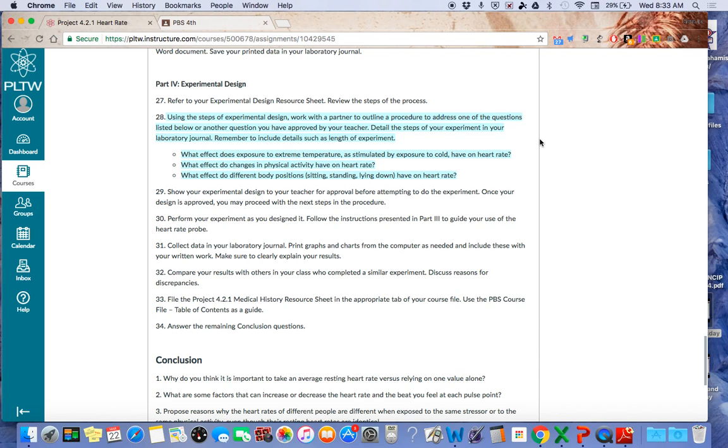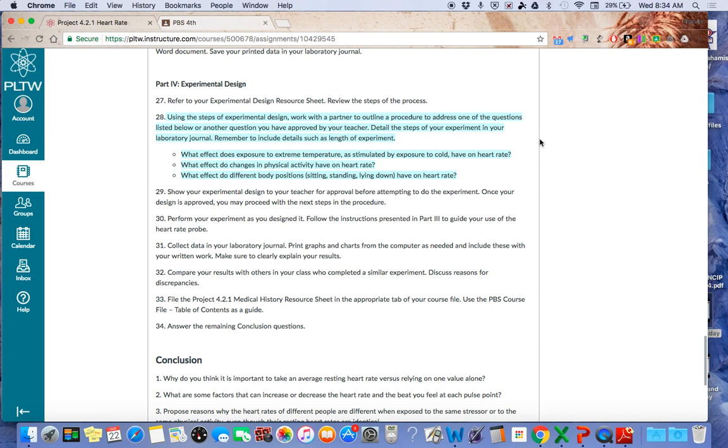When you work out, your heart rate gets affected. If you are exposed to super cold temperatures, your heart rate might decrease. Or if you are exposed to super warm temperatures, your heart rate might increase. What about your body position, lying down, sitting, standing? How does that affect your heart rate? Things like that. So you can think of anything you want to do.